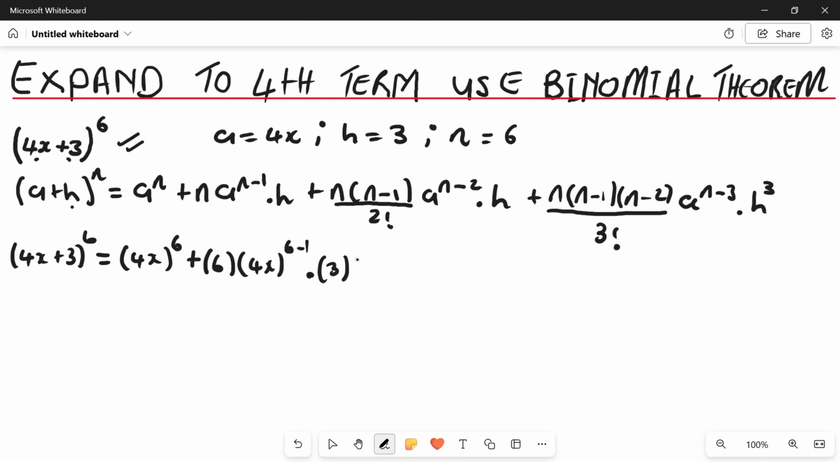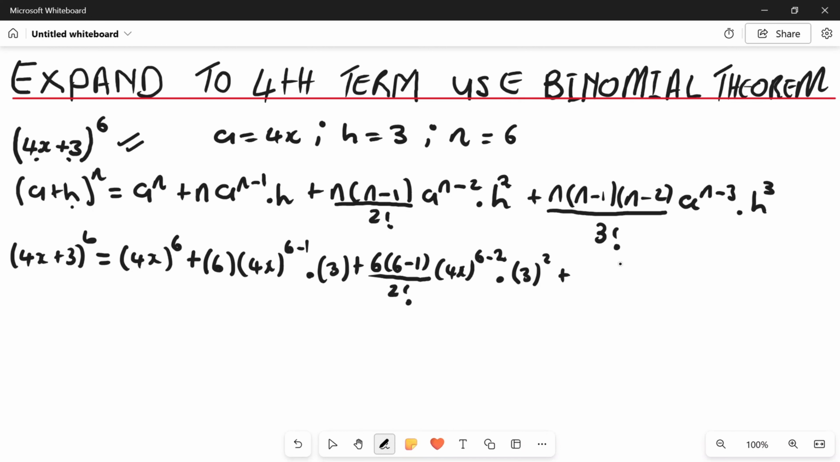Let's go to the third term. Plus. Now, the third term we have n, which is 6, multiplied by 6 minus 1, which is n minus 1, by the way, divided by 2 factorial, multiplied by a, which is 4x to the power of n minus 2, which is 6 minus 2. Right. I forgot here, guys, our h is supposed to be squared there. Right. Multiplied by h squared, which is going to be 3 squared. There we go. Plus, let's continue.